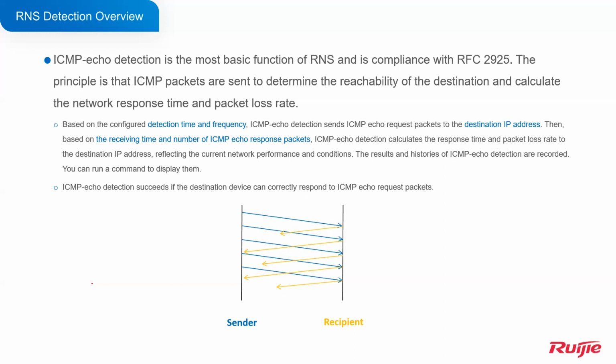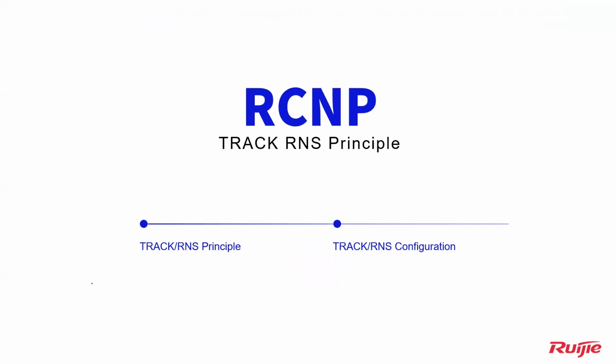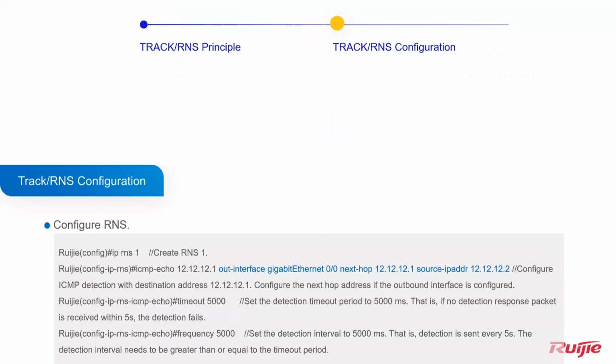RCNP echo detection succeeds if the destination device can correctly respond to RCNP echo request packets. You can see the packets between them. The sender will send the RCNP echo packet to the receiver, and the receiver will reply to this request. So from here, you can find the working principle is actually quite easy to understand. So next, let's see the configuration of it.